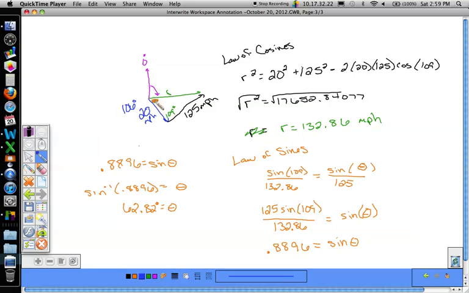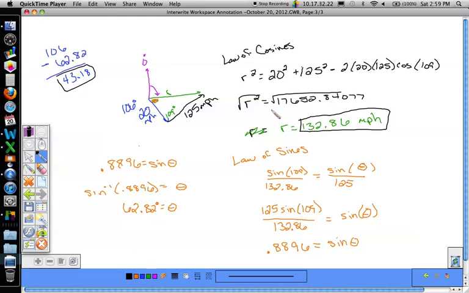We know that our vector is not as far as the blue one, so what we can do is we can actually take 106 and we can subtract our 62.82 that we found to get 43.18. That's going to be our heading. So here is our heading.